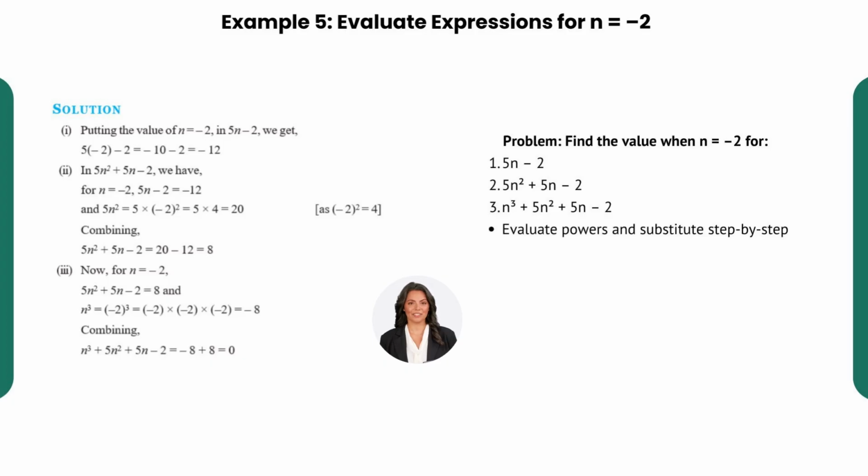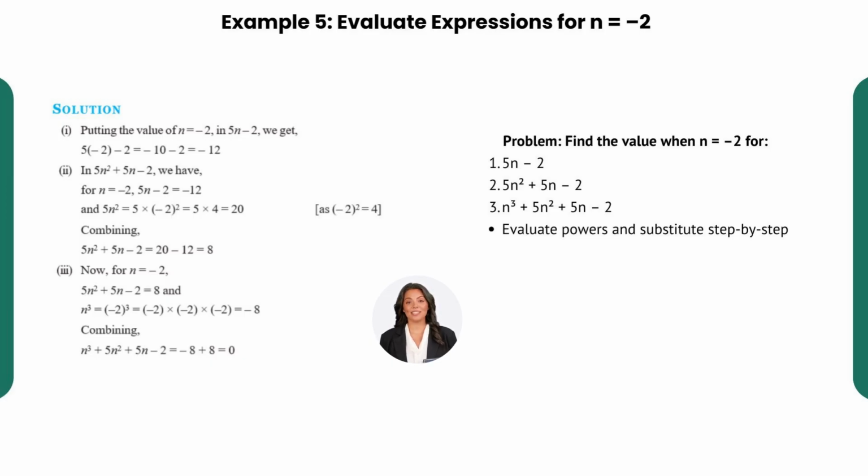Let's analyze and solve these expressions for n equals -2. First, 5 times n minus 2. Substituting n with -2 gives us 5 times -2 minus 2. That is -10 minus 2, which totals -12. Next, 5 times n squared plus 5 times n minus 2. We already know 5 times n minus 2 is -12.